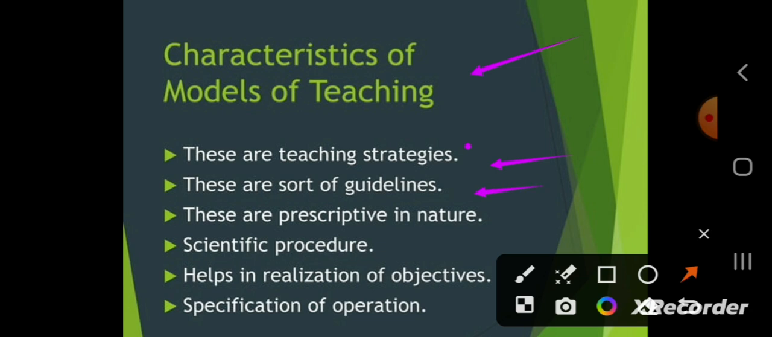These are sort of guidelines. Teaching models offer guidelines that help teachers plan and implement the instruction systematically. These guidelines include recommended practices and techniques that educators should follow to achieve specific learning outcomes. They serve as a framework for organizing and delivering lessons in a coherent manner.